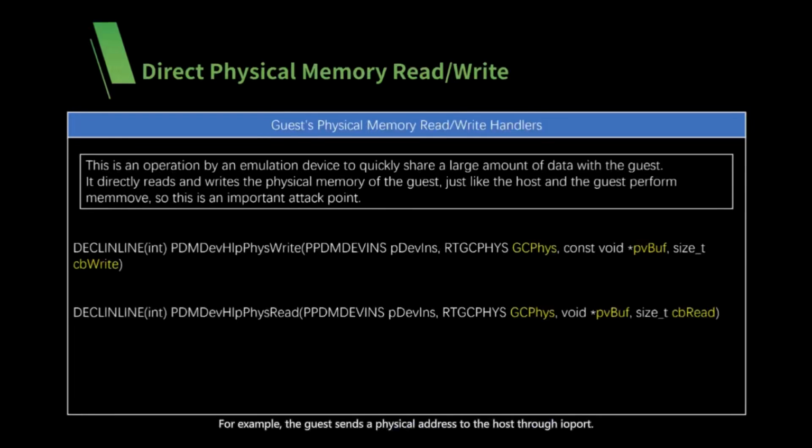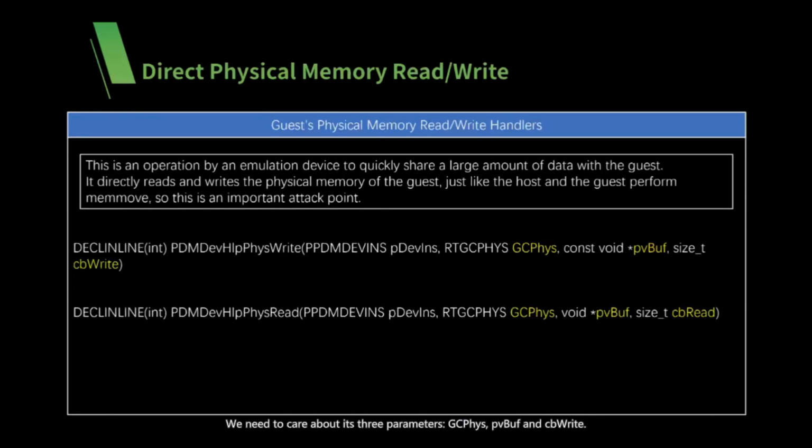For example, the guest sends a physical address to the host through I/O port. Then, the host reads more data through the physical address. In this way, the guest data will enter the host space. VirtualBox usually uses the two functions shown in the figure to complete the guest physical address reading and writing.